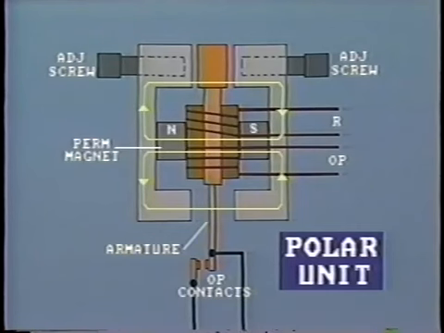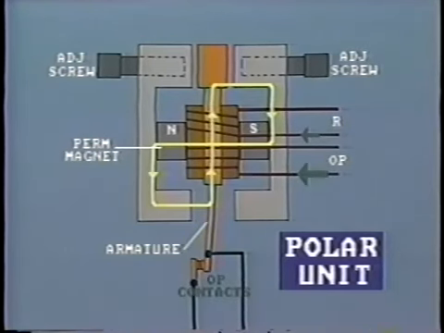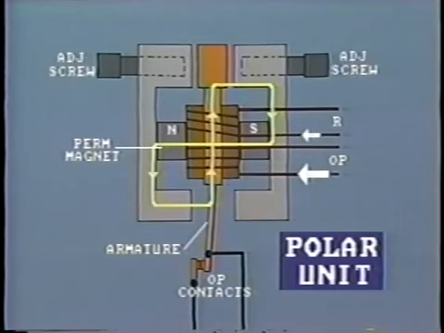The only flux present is that produced by the permanent magnet when there is no current flowing in either the operating or restraining coils. The armature does not move. The situation does not change when current flow is such that the strength of the operating and restraining coils are equal, since the flux produced is in opposite directions and cancels out. When current flow is such that the flux produced by the operating coil is greater than the flux produced by the restraining coil, the armature will move, so closing the tripping contacts. The tripping point can be adjusted here.